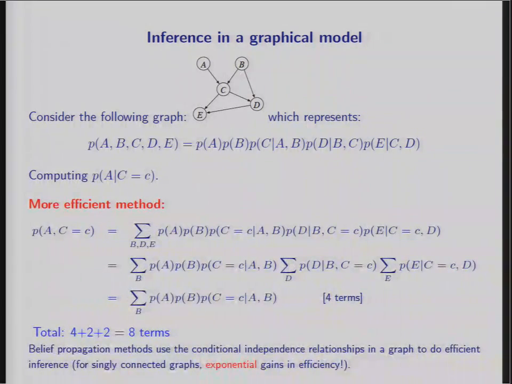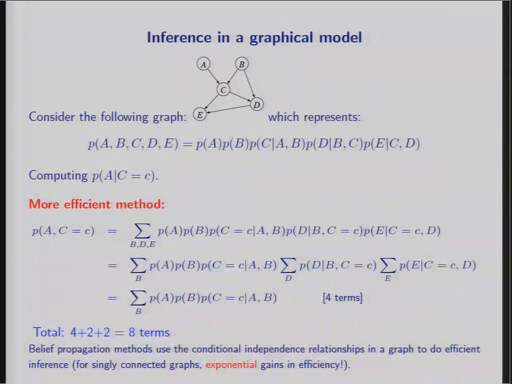Similarly, I can take the sum over D and bring it in, and this thing sums to 1, exactly. So in fact, this whole thing simplifies to the sum over B of P of A times P of B times P of C given A and B. And that ends up being about 8 terms, depending on how you compute it. That first operation is 4 terms. The other 2 operations are 2 terms each.